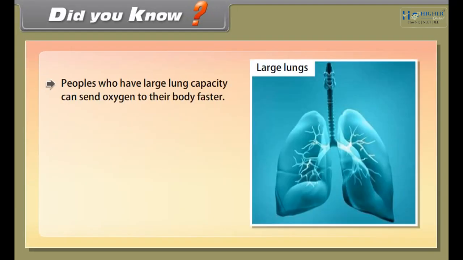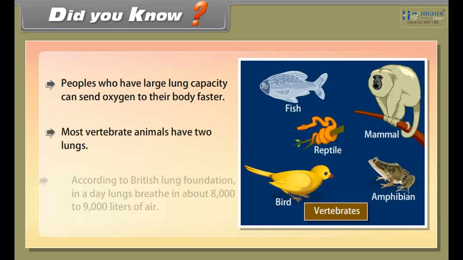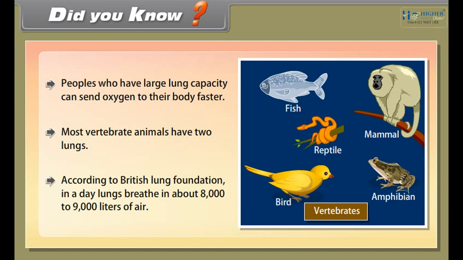Did you know? People who have large lung capacity can send oxygen to their body faster. Most vertebrate animals have 2 lungs. According to British Lung Foundation, in a day, the lung breathes in about 8,000 to 9,000 liters of air.